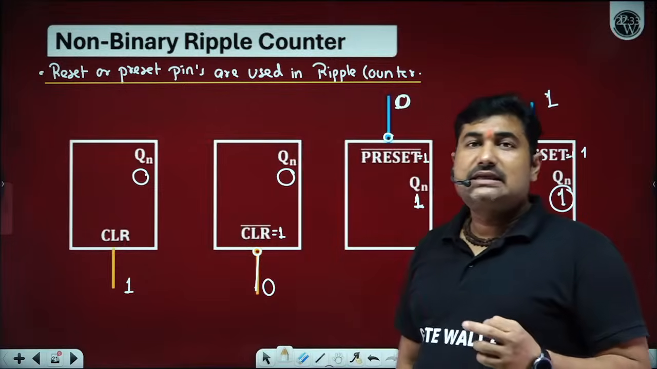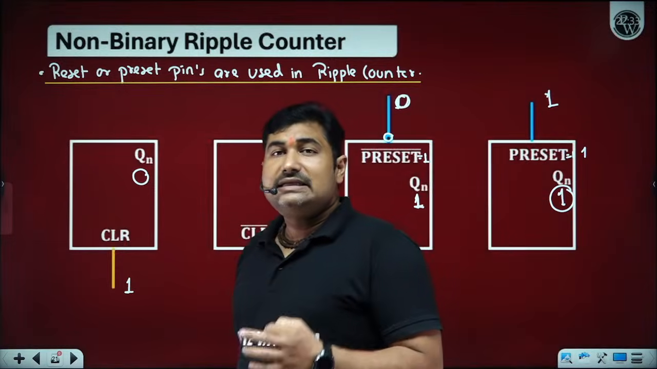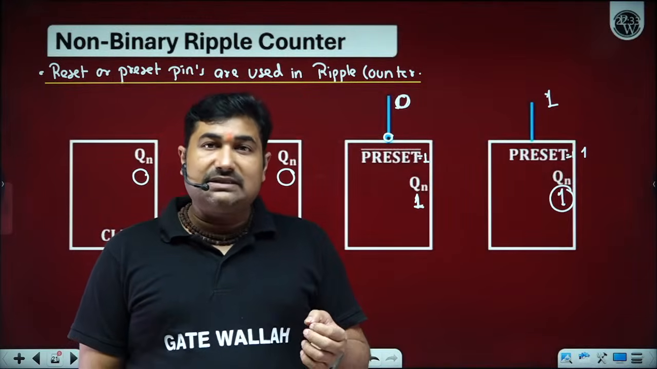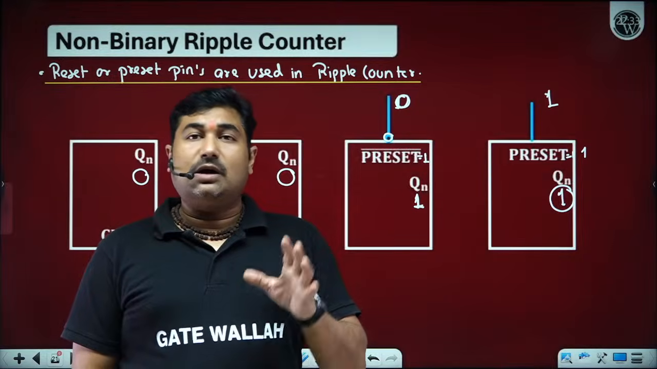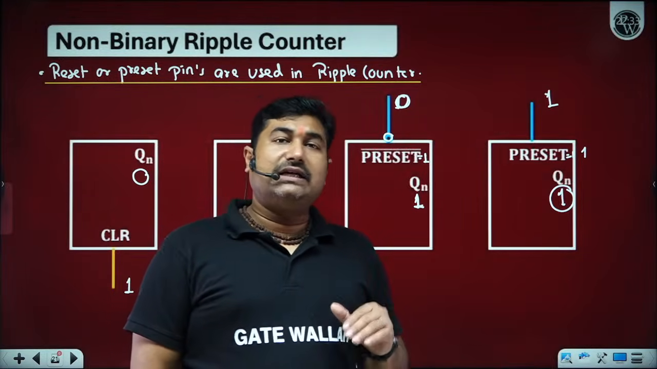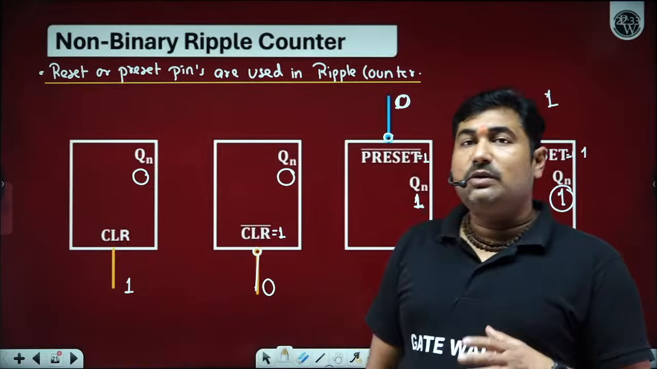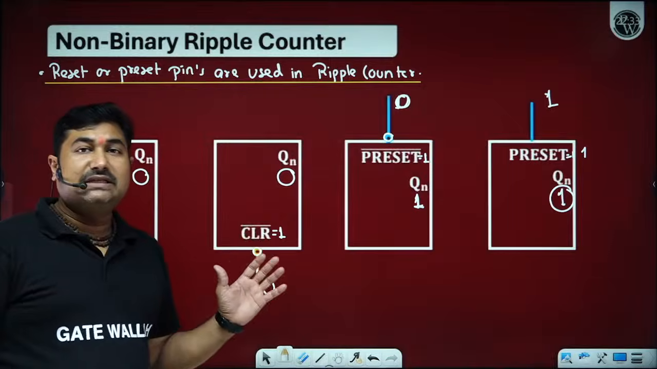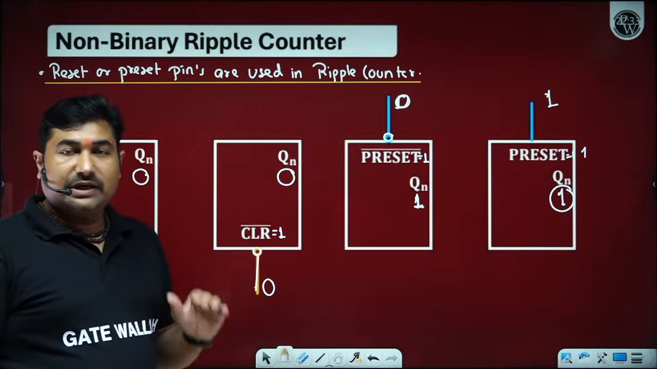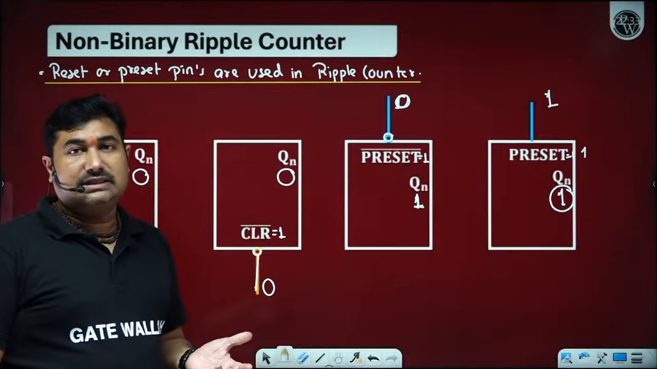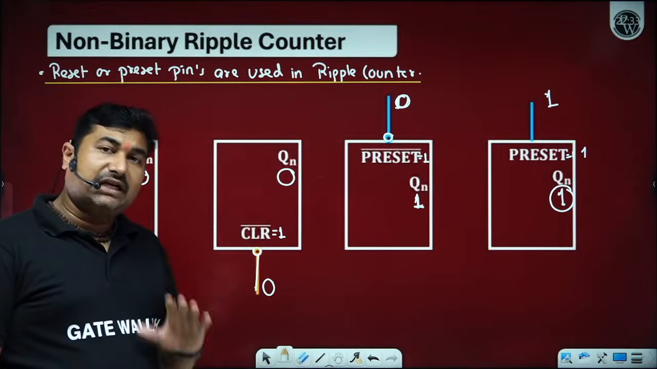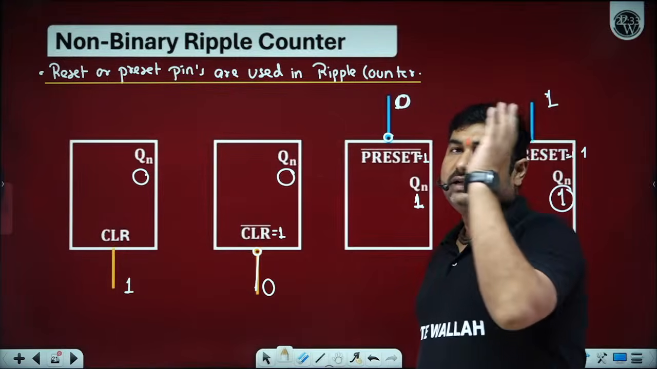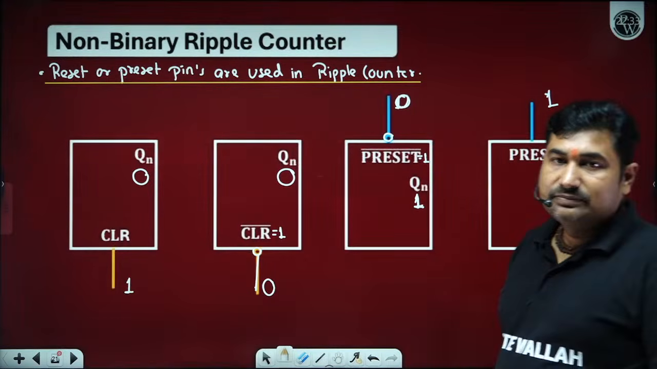In synchronous preset or reset pins, the reset or preset operation is implemented only when the clock appears. It means along with the reset or preset condition, only when the clock appears does reset or preset happen. It means the reset or preset are synchronized with the clock. Is it okay? However, in case of asynchronous, if the condition appears, irrespective of whether the clock appears or not, the reset or preset condition occurs. That is what we call asynchronous.